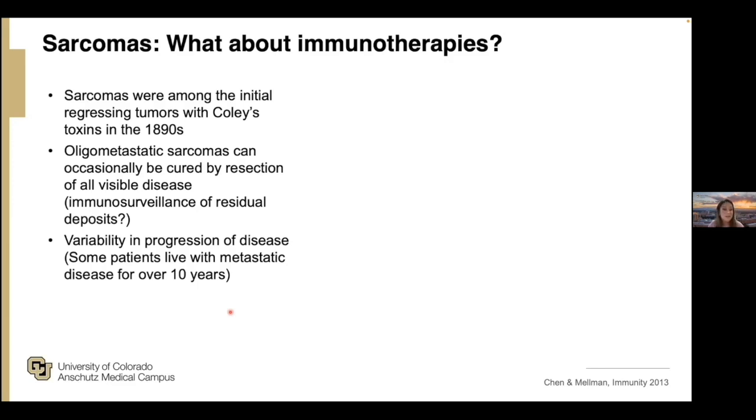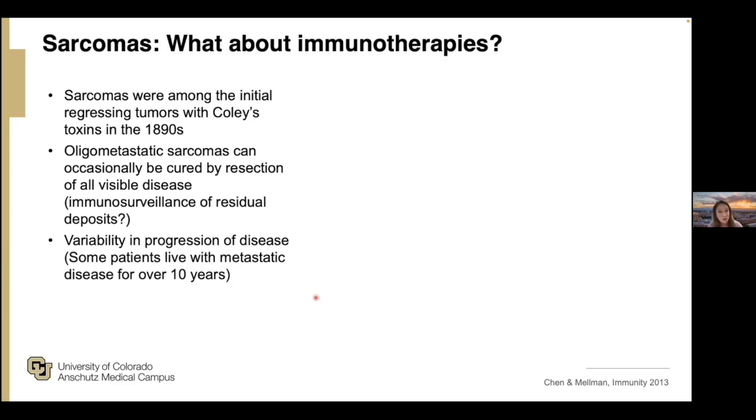So sarcomas that have spread to only a few locations can sometimes be cured if you resect all of the sites of disease, even though you know there's got to be seeds or residual deposits of sarcoma somewhere in there. So it's tempting to imagine that the immune system is able to hold those little seeds stable if you can get rid of the bigger foci of disease. And then finally, there's variability in the progression of disease.